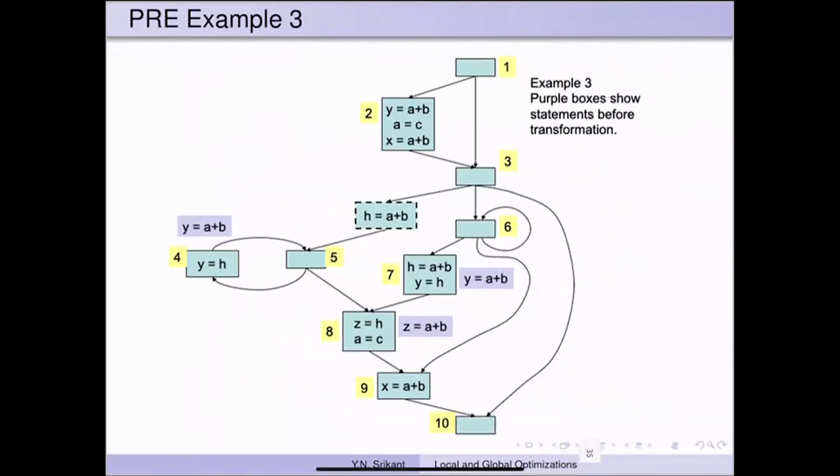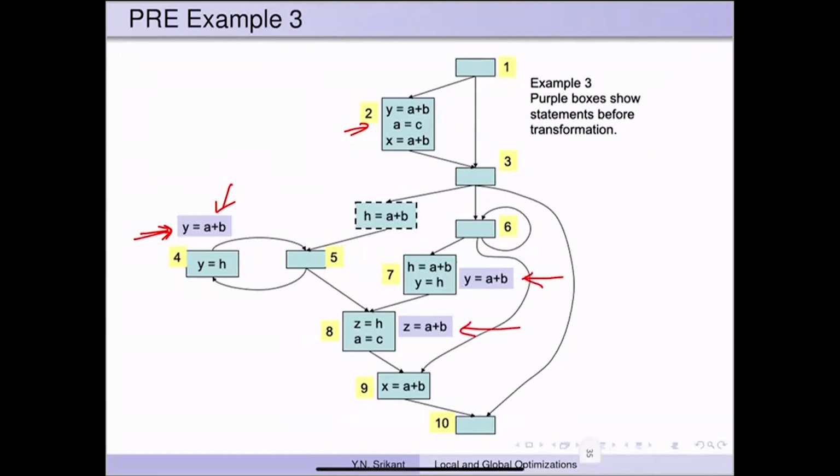Let me give you one more example. So we have y equal to a plus b, x equal to a plus b. Then we have y equal to a. All these purple boxes are the original code, and what is shown inside with the green boxes is the code after the PRE algorithm is run. So we had y equal to a plus b here, and we had y equal to a plus b here, and we had z equal to a plus b here.